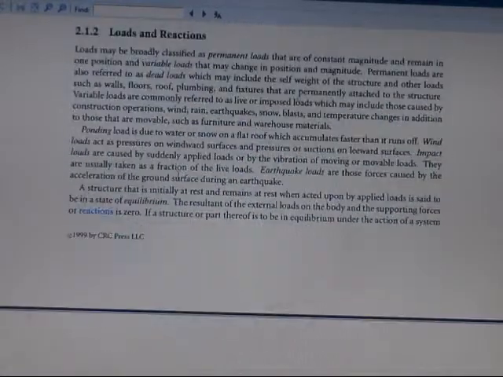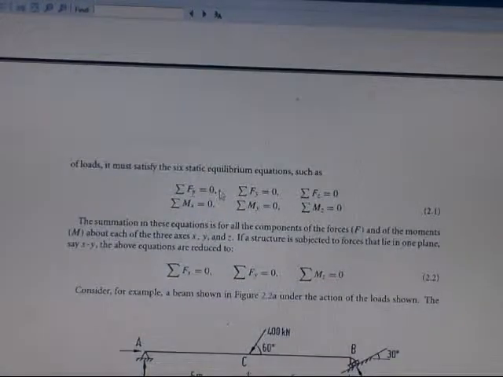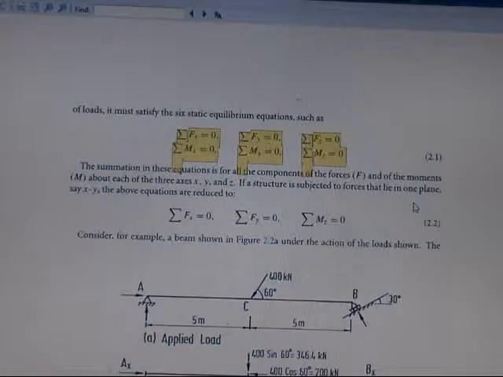And we're talking about the load and the reaction. The equation for the stability, we use the equation: all the forces equal to 0, or moment equal to 0 for the stability.